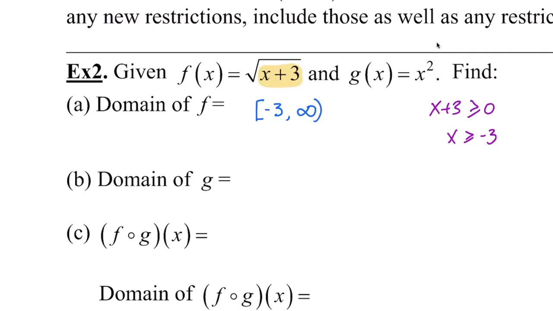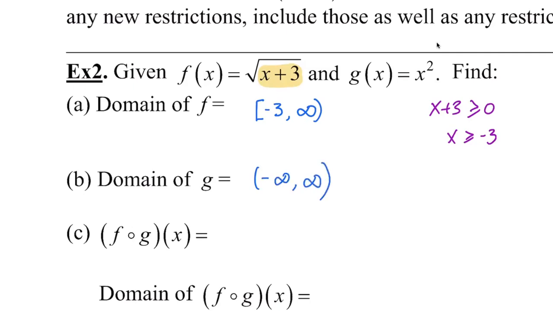Okay, so now let's switch our focus to g of x. What's the domain for g of x? That's x squared, right? What do we know about x squared? It goes all the way to the left and all the way to the right, the parabola. It intersects the x-axis at 0 for g of x equals x squared. So there's not really anything that x cannot be. x could literally be anything, and we will have a function value. So the domain of g of x is going to be from negative infinity to infinity.